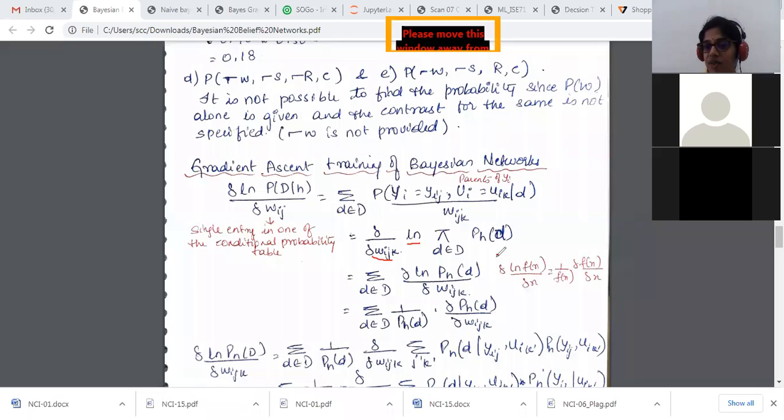You can see there's a function that I've written here in red. How do I get that? It is the partial derivative of ln f(x) with respect to x, which is 1 by f(x) into the partial derivative of f(x) with respect to x. So the similar I'm going to apply onto this. So f(x) is going to be this. When I apply the logarithm of this, the partial derivative of ln p of d is going to be 1 divided by p of h of d, this is f(x), into the partial derivative of p of h of d with respect to wij(k).